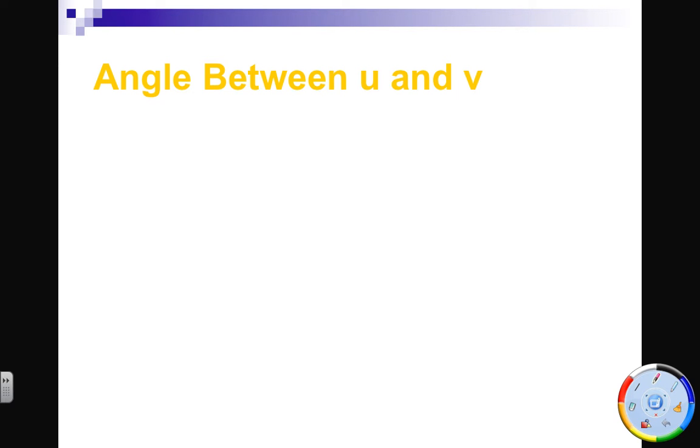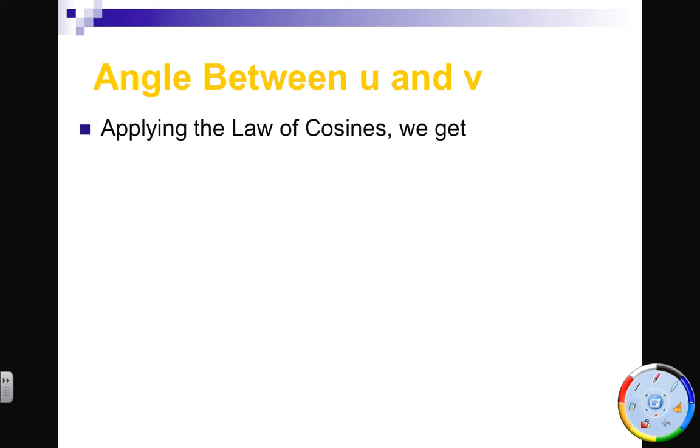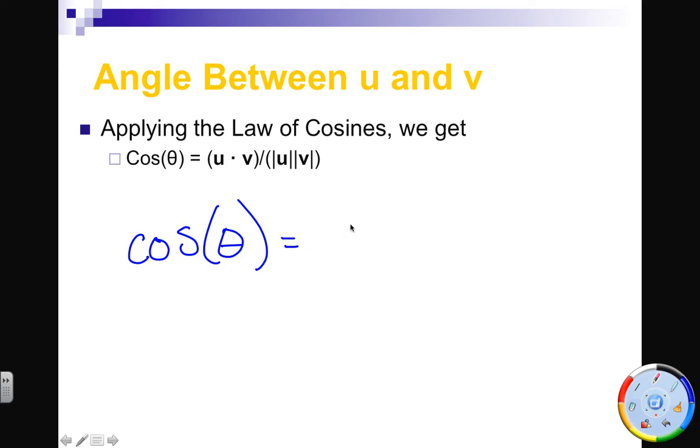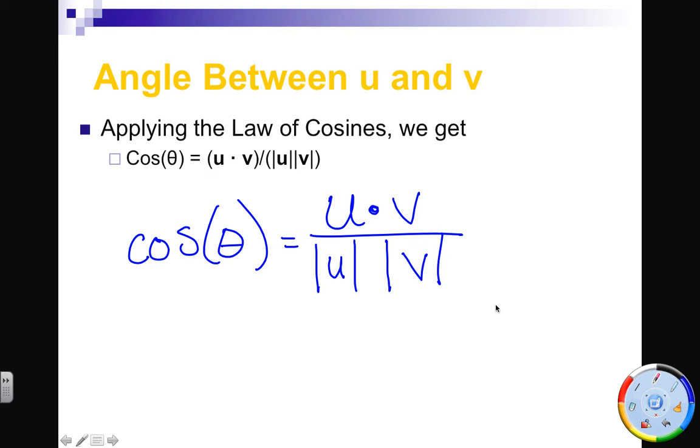Let's see where we might be able to use the dot product. The angle between two vectors, between u and v, is one area we're going to use this. Now, there's a long proof of this particular formula, and it's basically just using the law of cosines. When we use the law of cosines, we get cosine of theta is equal to u dot v over the magnitude of u times the magnitude of v.